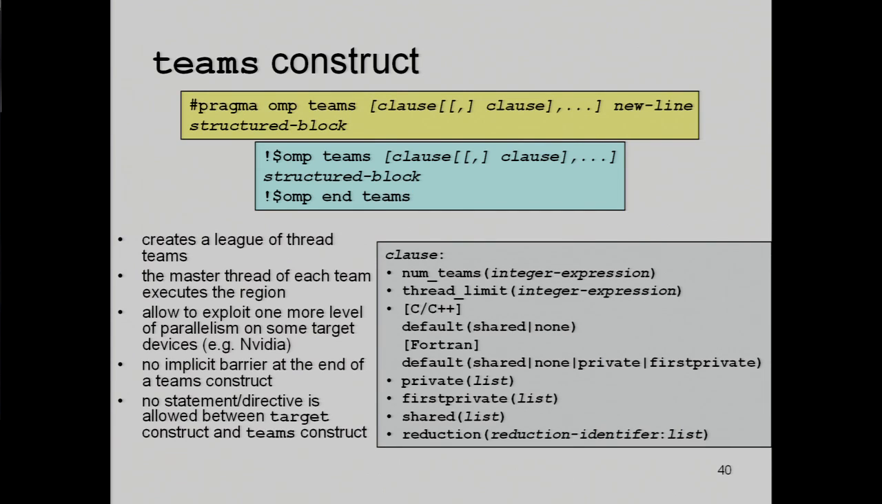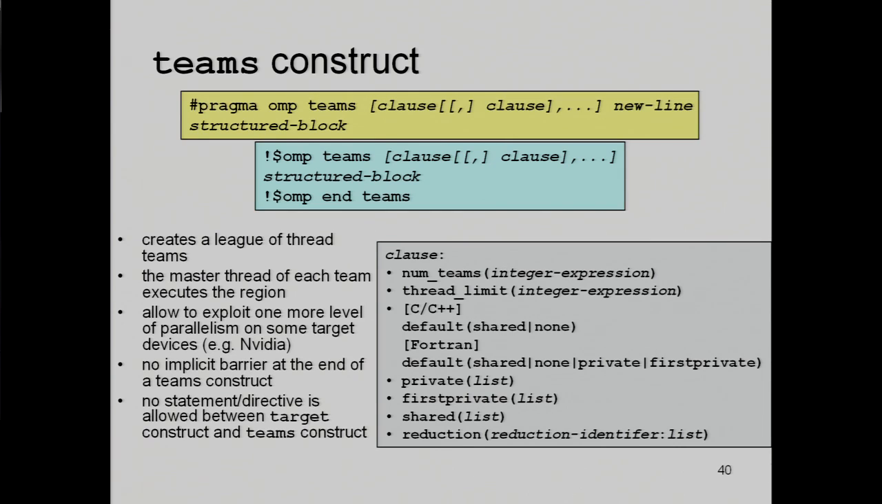First of all, the teams construct is only allowed to be specified inside a target construct, okay? That means this is all the target device stuff. And you cannot have a parallel and then teams. This is an error, this is invalid. So the teams construct is all built on the target device idea.